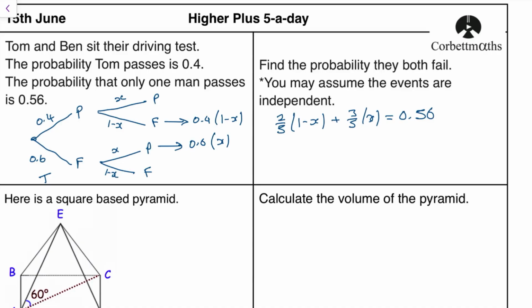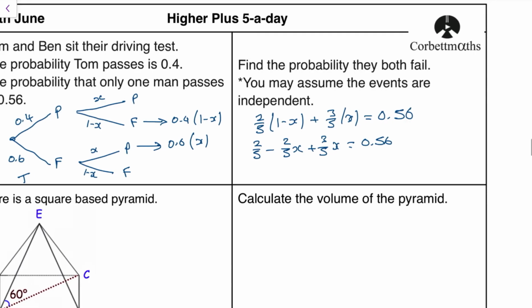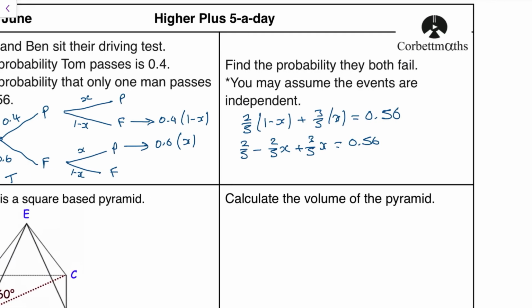Okay, now I need to solve this. I'm going to leave it like this and just use my calculator. So I've got 2/5 minus 2/5 x plus 3/5 x, which gives me a fifth x, and that equals 0.56. I'm going to take away 2/5 on both sides, and 2/5 is 0.4, so that gives me 0.16. Minus 2/5 plus 3/5 is 1/5, so that's 1/5 x, which means that x is 0.16 times 5, which is 80%, isn't it? I'm going to check my calculator. 0.16 times 5 is indeed 80%.